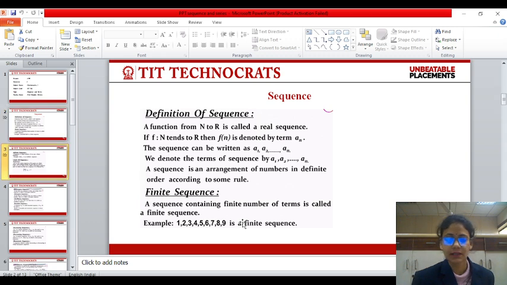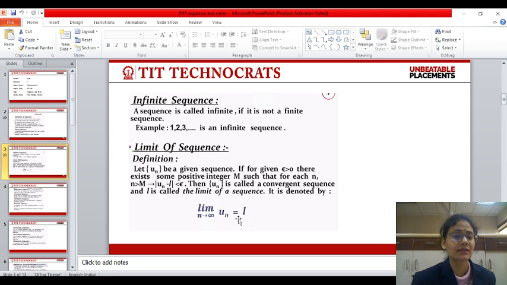But in case the sequence has infinite terms, where the last term is not confirmed, that kind of sequence is called an infinite sequence.